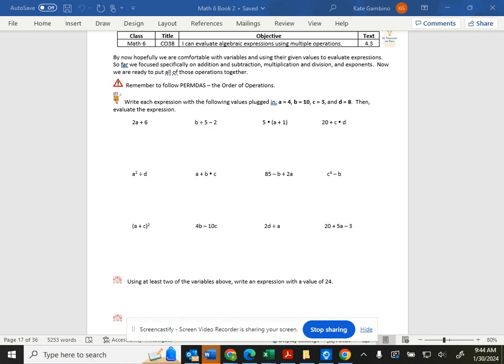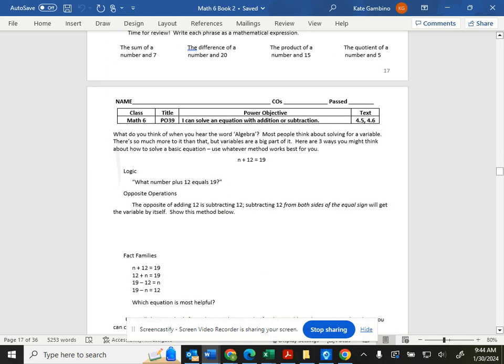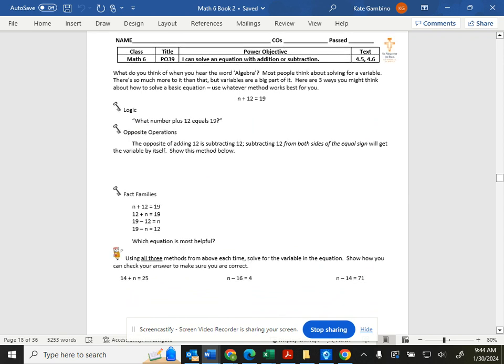We feel good on it? All right, let's look at our next one. PO 39. I can solve an equation with addition or subtraction.